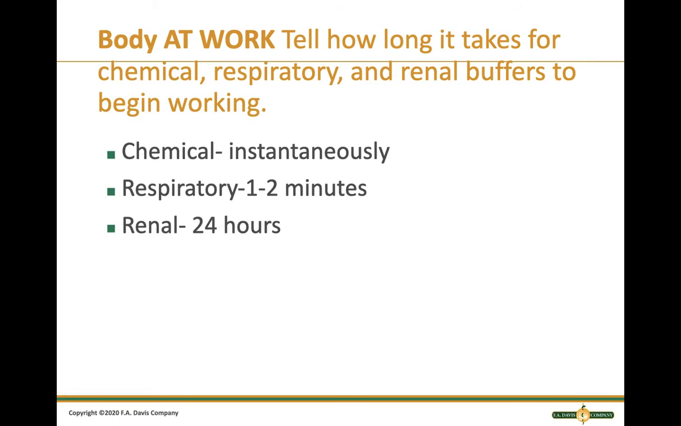So we need to know how long it takes for the chemical, respiratory, and renal buffers to begin working. The chemical buffers work instantaneously and prevent most changes in pH from getting too bad. If the pH is out of balance for more than a minute or two, the respiratory system will notice this and start to react. The renal system takes the longest. It takes about 24 hours to begin working, but it also has the most capacity, meaning it can get rid of as much acid or base as it needs to.